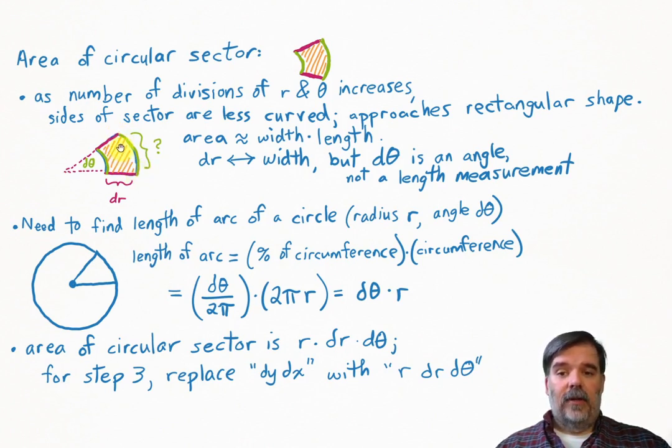So what's the area of the circular sector? It's approximately dr times r times d theta, which is typically rearranged to be r times dr times d theta, r dr d theta. So the conclusion of all this side investigation: in step 3, what do we replace dy dx with? We replace it with r dr d theta. Again, we need that extra r because the area of these circular sectors is calculated differently.